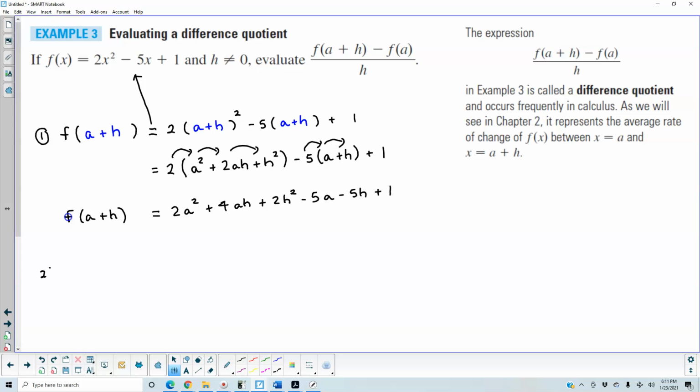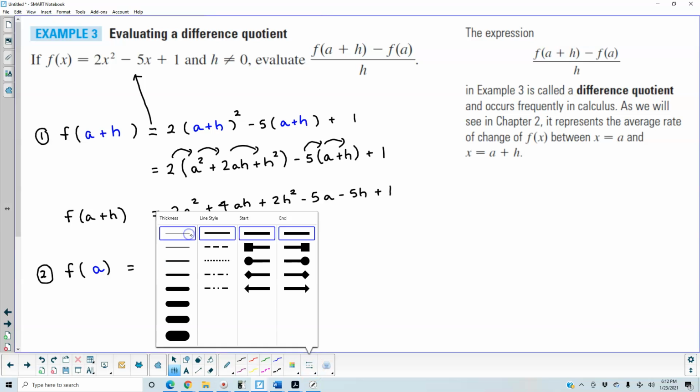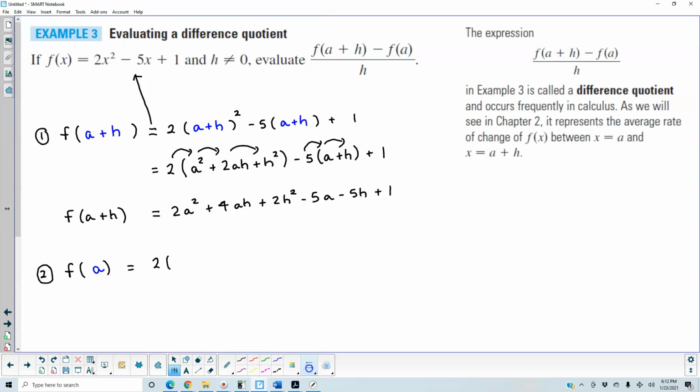Now let's find part 2. Well, what we want to do next is find f of a. So that means we're going to replace all the values of x in that function with a. So now this becomes 2a squared minus 5a plus 1.